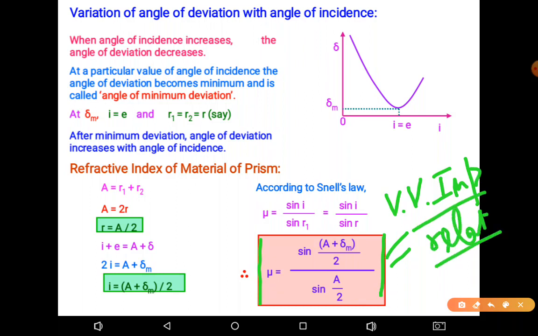So in this topic we have studied the relation between angle of incidence, angle of emergence, angle of prism and angle of deviation, and then we have derived the formula for the refractive index of the prism in terms of the angle of minimum deviation and angle of prism. This is a very important topic.